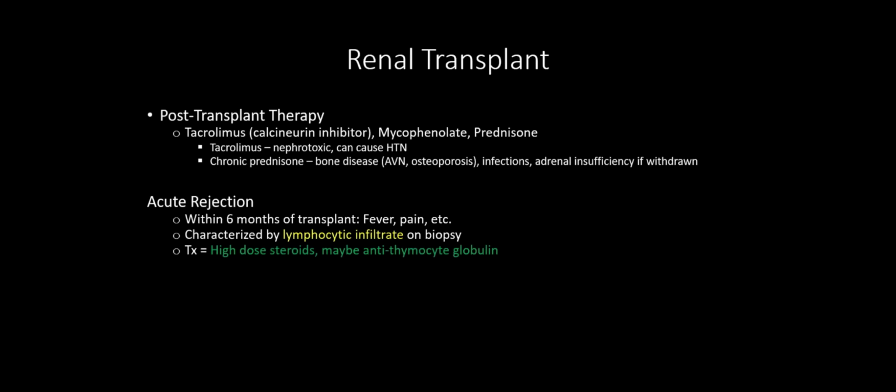So then you get into the rejection syndromes. Acute rejection occurs within 6 months of transplant. You're going to have maybe some fever, flank pain, etc., as well as obviously signs of kidney dysfunction like elevated creatinine. The important thing to note here is that if you were to biopsy somebody in acute rejection, you will see lymphocytic infiltrate, very high yield, and the treatment for it is going to be high dose steroids and maybe anti-thymocyte globulin. But the mainstay of treatment is burst dosing of steroids, so just very super high doses of steroids to try to save those kidneys from the immune response.